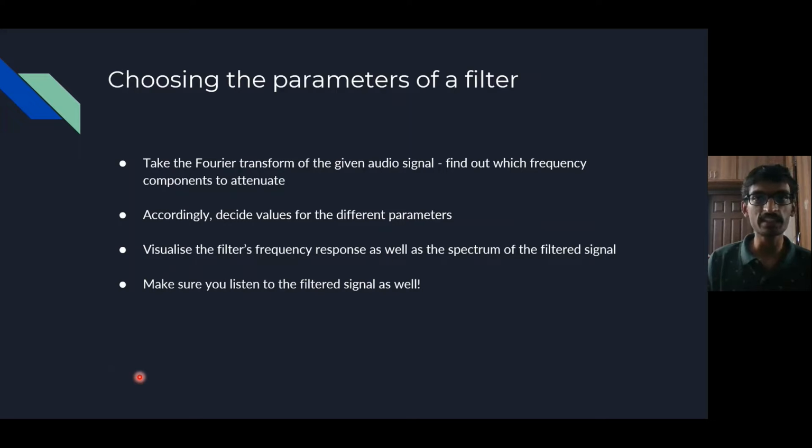How do you choose the parameters of your filter? So one thing you can do is take the Fourier transform of the given audio signal, so that you get the frequency spectrum, and accordingly you can try and decide which frequency components you want to attenuate. Usually the noise will have a very high frequency in the signal. Accordingly, you can decide values for the different parameters of the filter, as I have discussed.